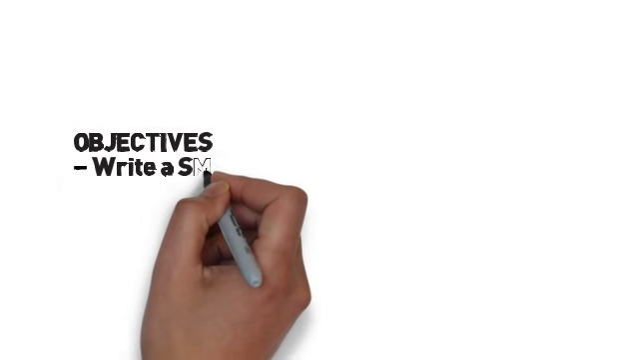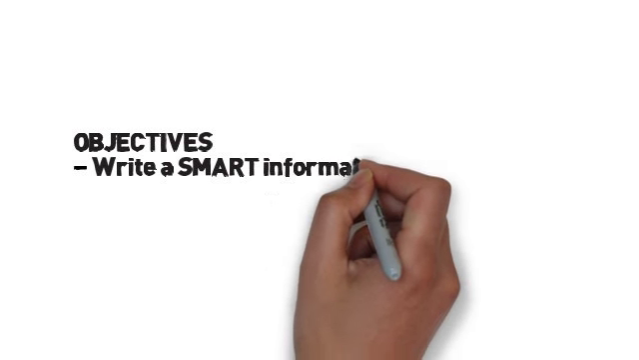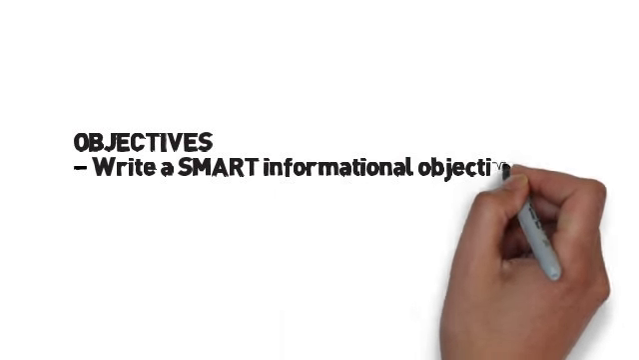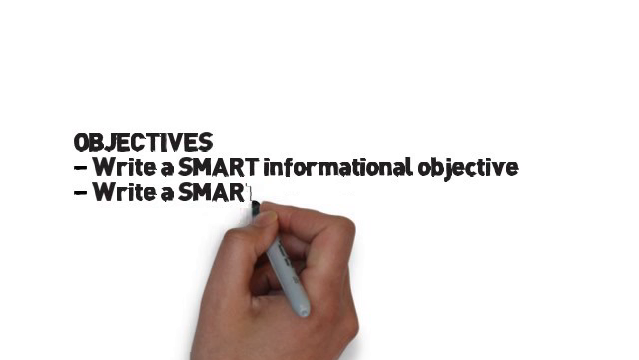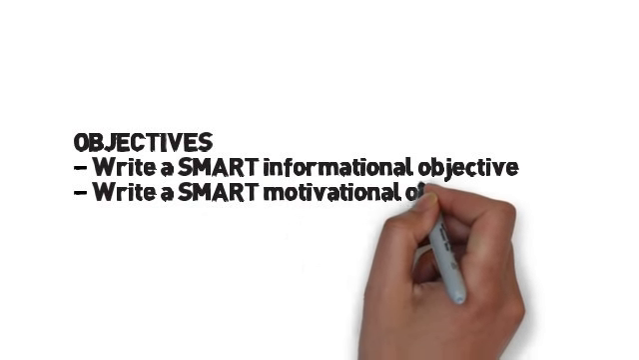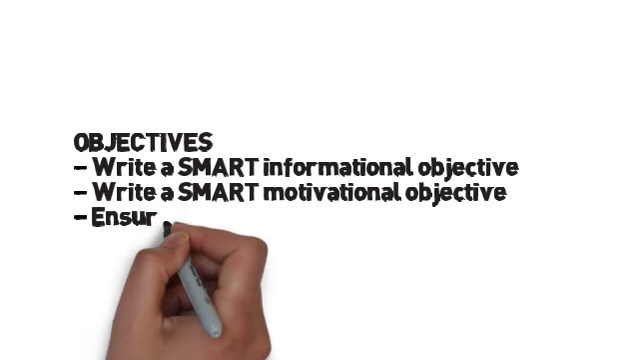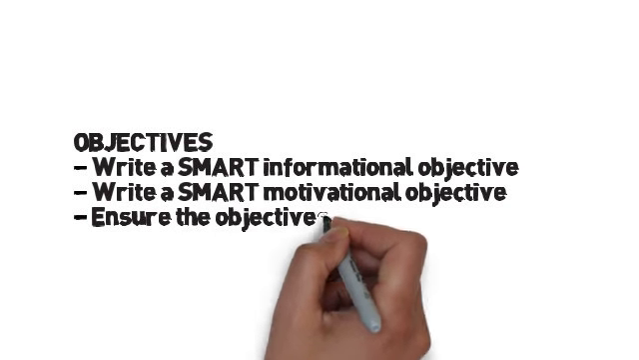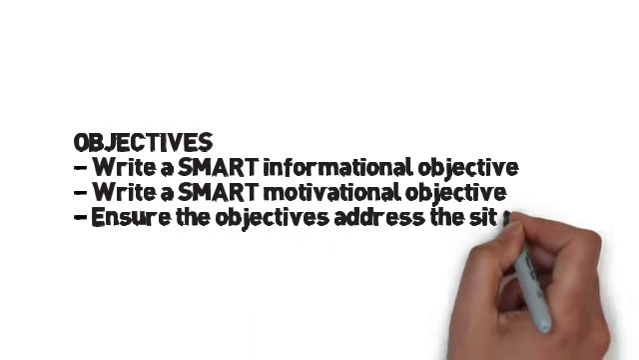The next thing, of course, is objectives, and here we want at least two objectives, and they need to be SMART. One informational and one behavioral or motivational. Specific, measurable, attainable, realistic, and time-bound. And make sure that they satisfy or support the objectives you've stated earlier.